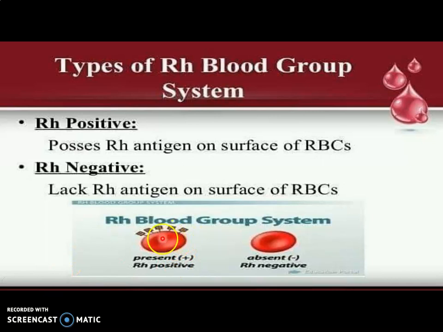Just as you can see here, in this red blood cell you see the presence of this antigen. Antigens are attached on the surface of this blood cell, so we say that the person is Rhesus positive because of the presence of this antigen. But here you see there is no antigen attached on the surface of this red blood cell, which means that the person is Rhesus negative.